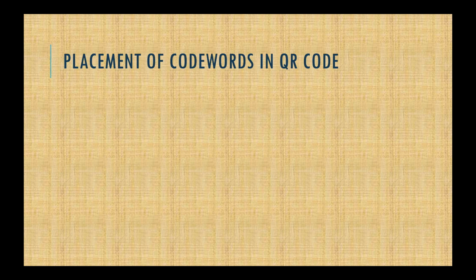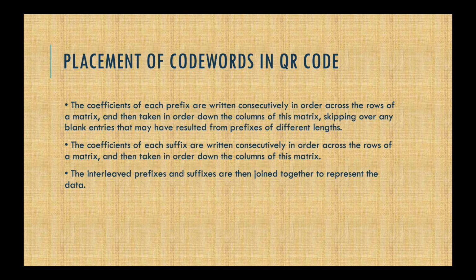Placement of codewords in QR code. The coefficients of each prefix are written consecutively in order across the rows of a matrix, and then taken in order down the columns of this matrix, skipping over any blank entries that may have resulted from prefixes of different lengths. The coefficients of each suffix are written consecutively in order across the rows of a matrix, and then taken in order down the columns of this matrix. The interleaved prefixes and suffixes are then joined together to represent the data.